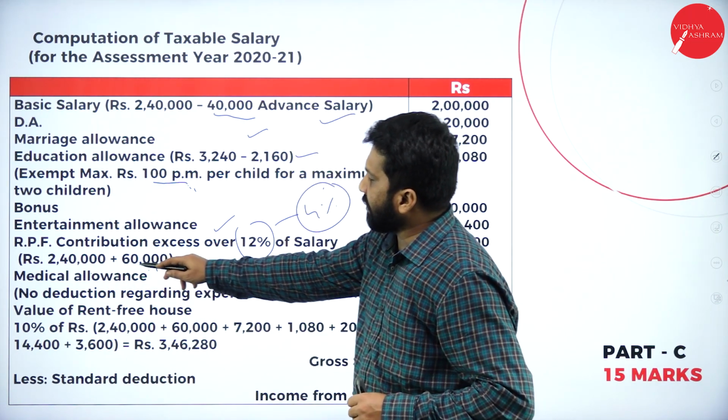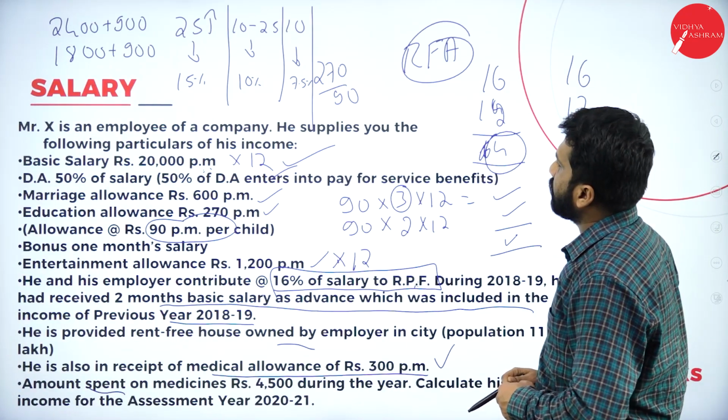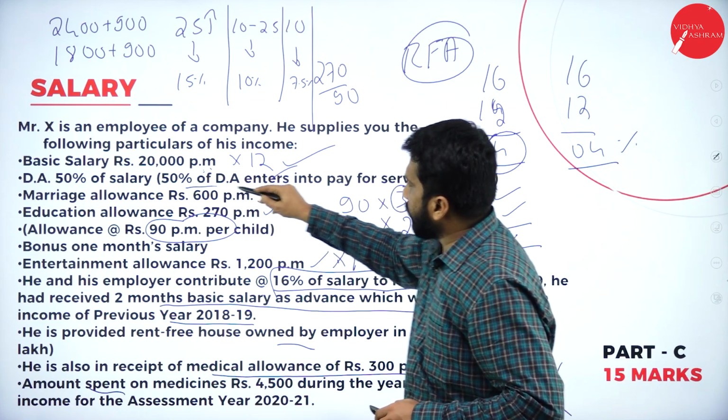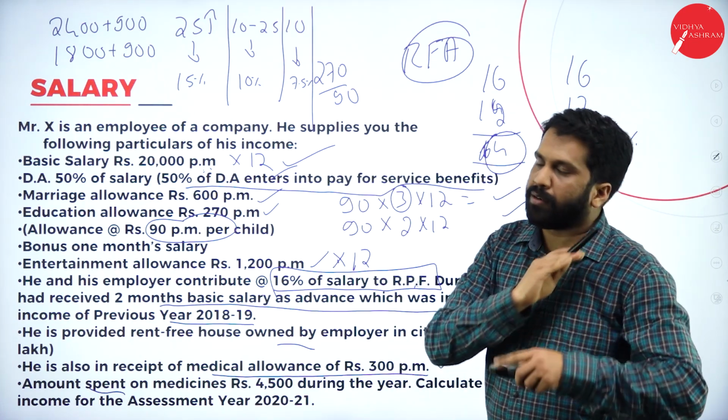And medical. What is this 60,000? Your DA out of 1,20,000, 50% DA enters into pay of service benefit. Only half we should consider.